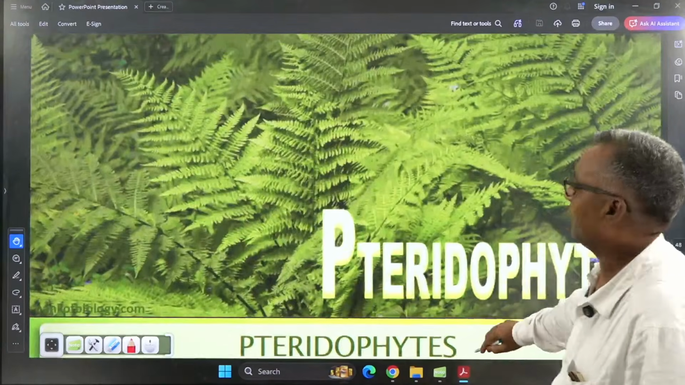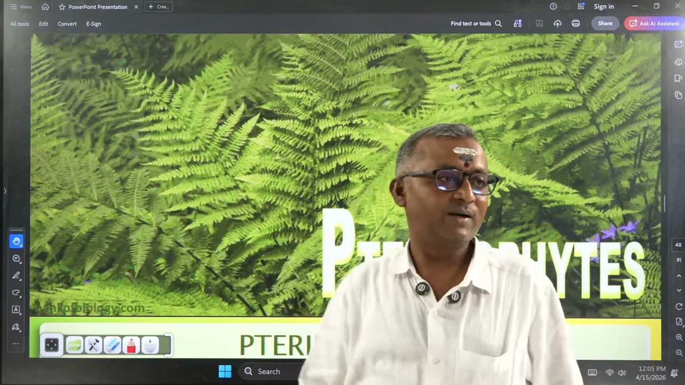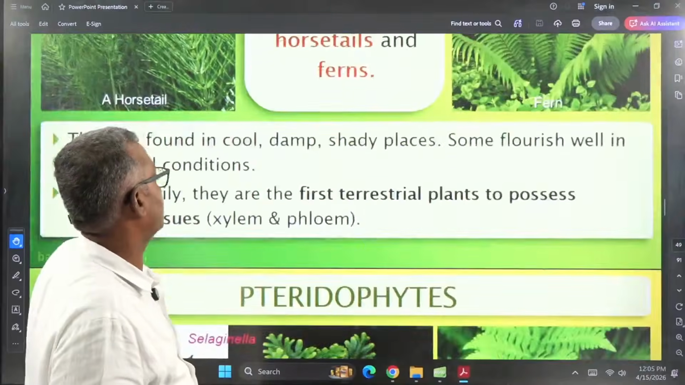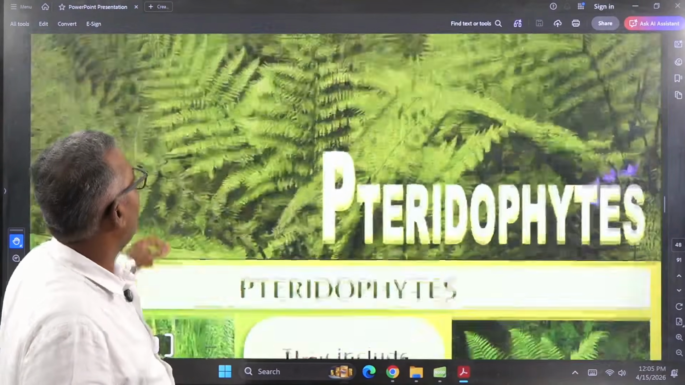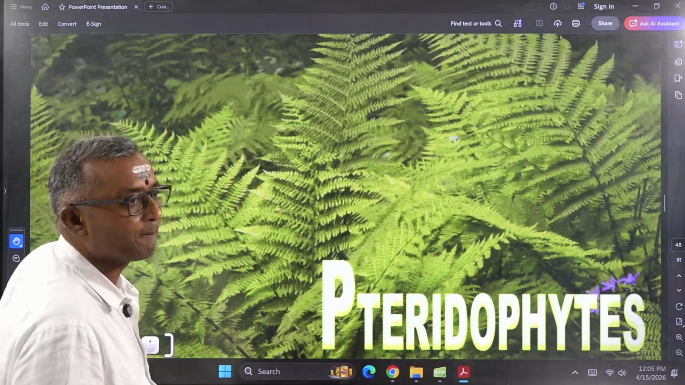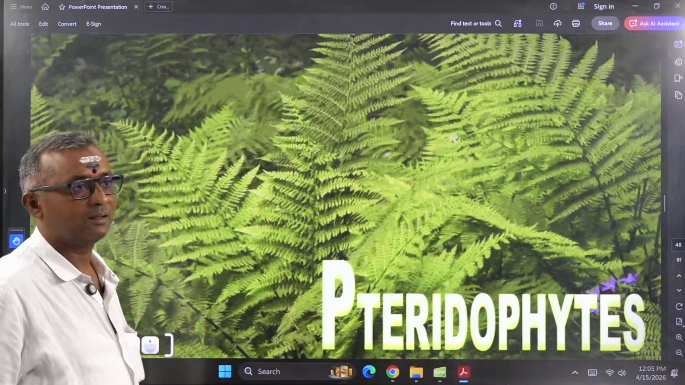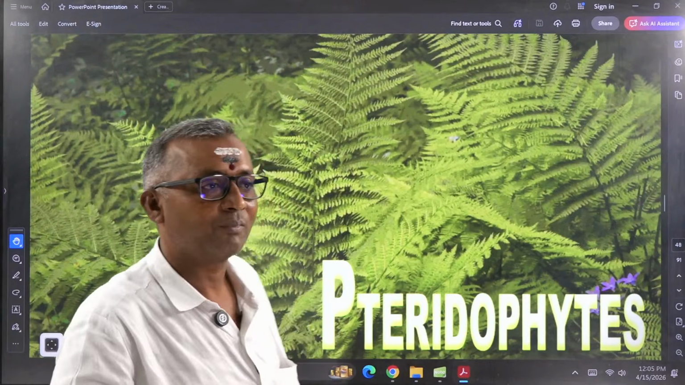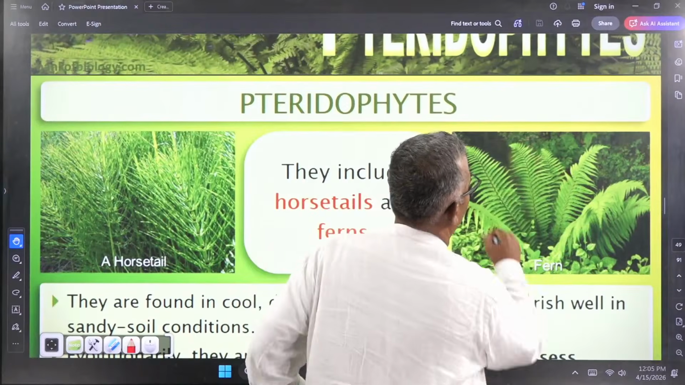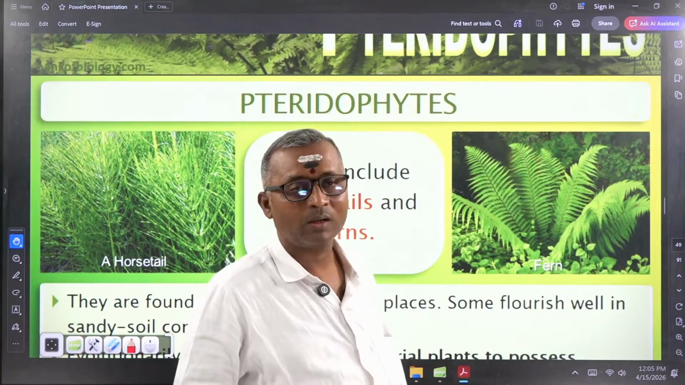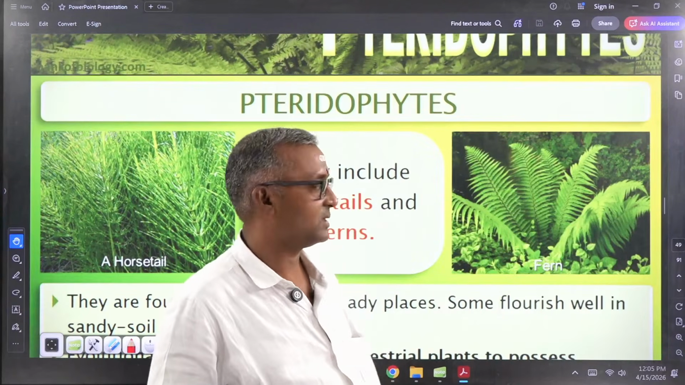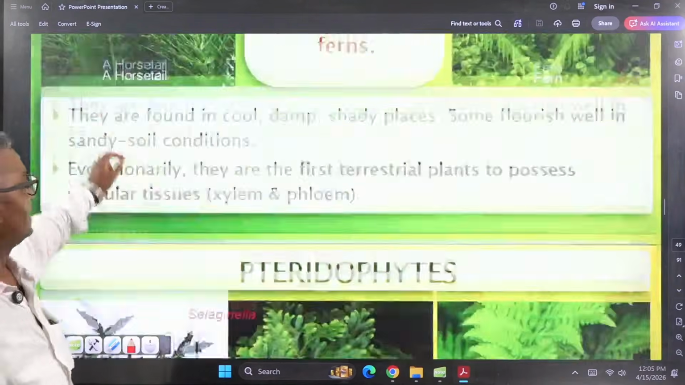Next, when it comes to pteridophytes, now I'm showing pteridophytes. Pteridophytes include different kinds of plants. Have you ever observed this kind of plants in your kitchen garden? These plants are very commonly grown in our kitchen garden. This is a pteridophyte. It is called a fern. I will tell you later what a fern is and why they are called ferns. So these are all pteridophytes.